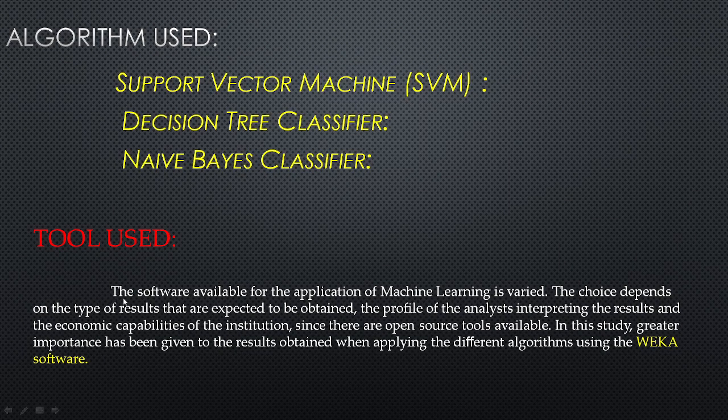In this project, the software available for the application of machine learning is varied. The choice depends on the types of results that are expected to be obtained, the profile of the analyst interpreting the results, and the economic capabilities of the institution. Since there are open source tools available in this study, greater importance has been given to the results, often when applying the different algorithms using the weaker software.